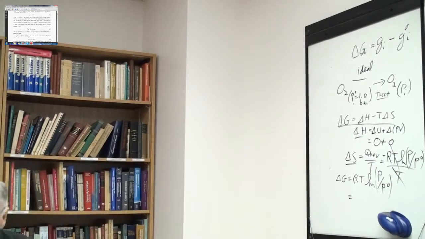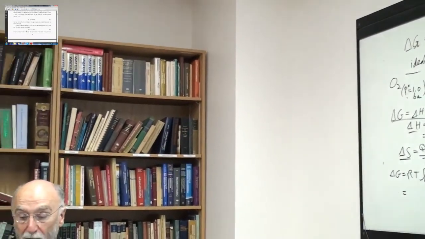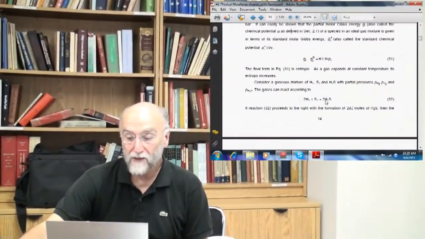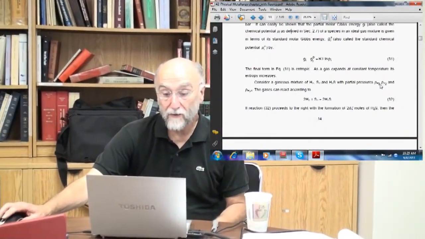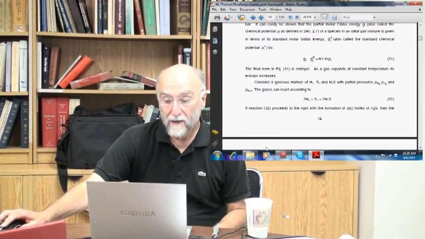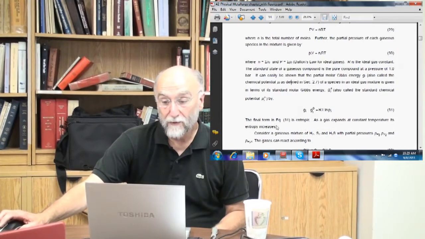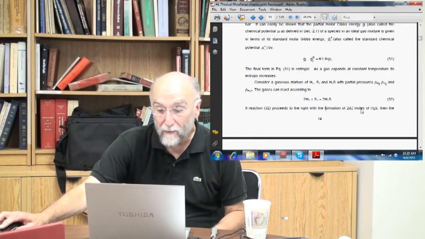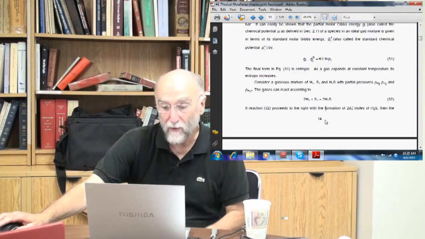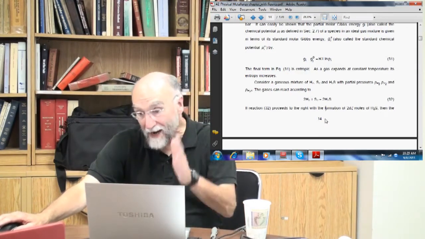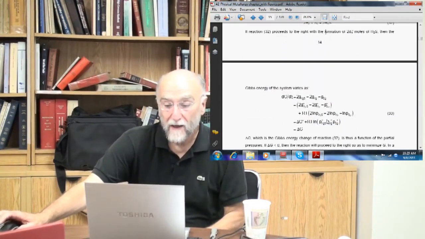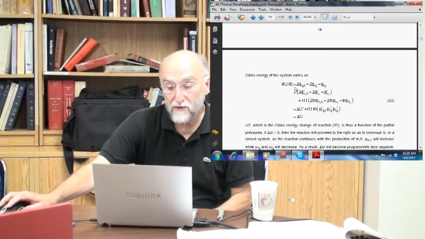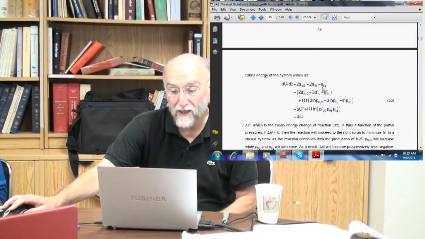All right, so now let's consider a gaseous mixture. We have a mixture of hydrogen, sulfur, and H2S, and these are the partial pressures of them, and the gas can react. Let's do the same thing we did before with the mole thing. We have the formation of 2 d-xi moles of H2S, so minus d-xi moles of sulfur and minus 2 d-xi moles of hydrogen as the reaction is displaced towards the right. And then again, dG/dxi is 2G(H2S) minus 2G(H2) minus G(S2).